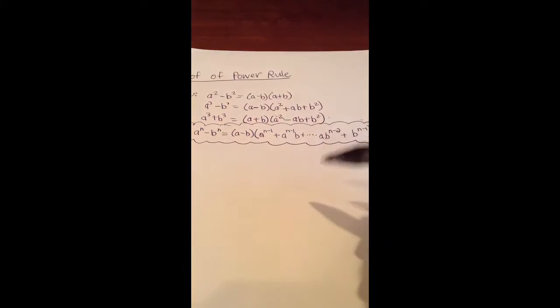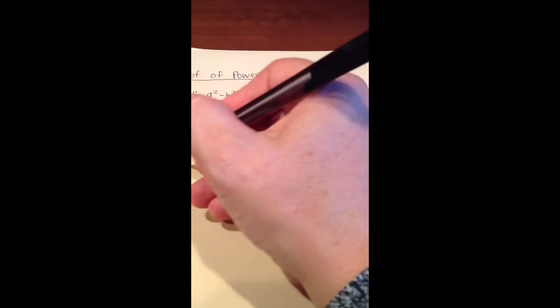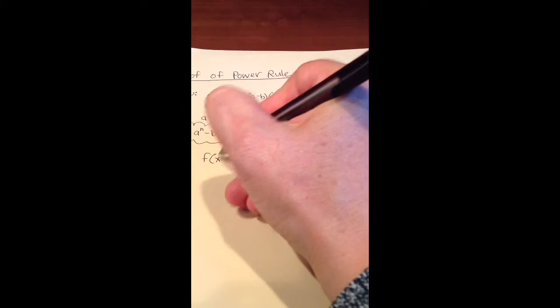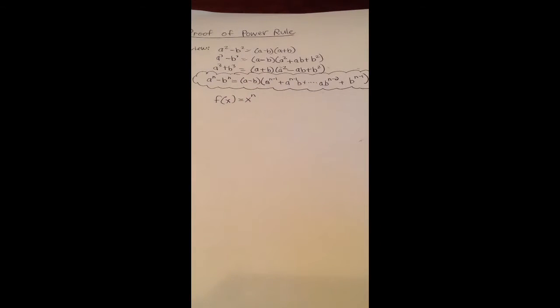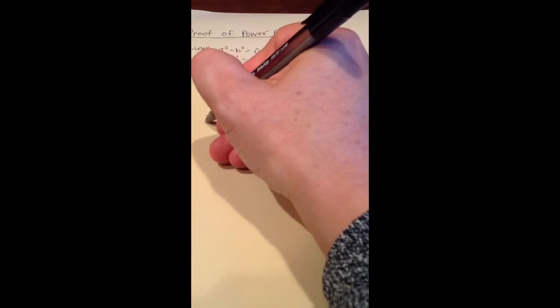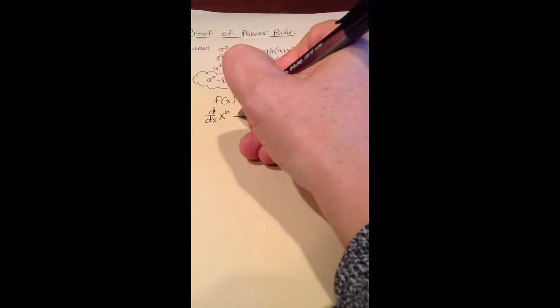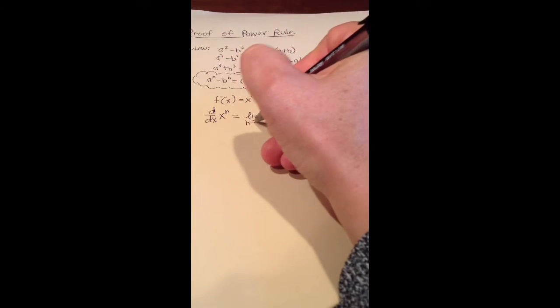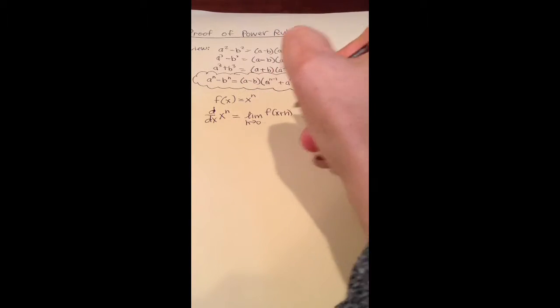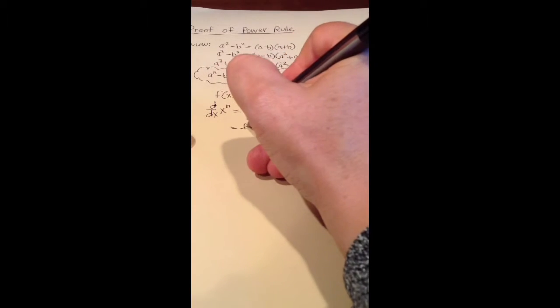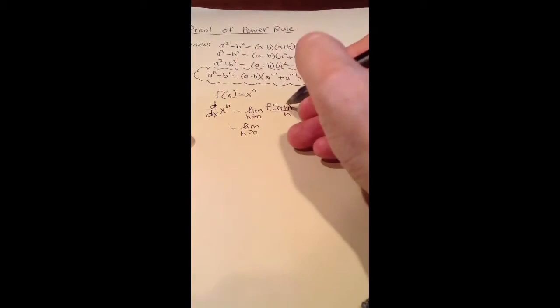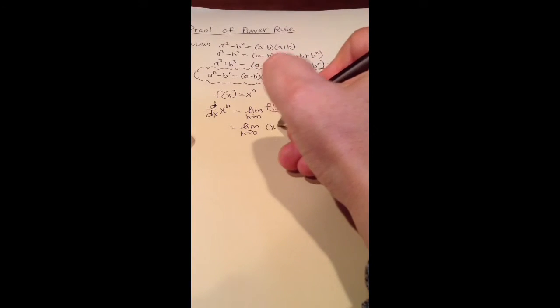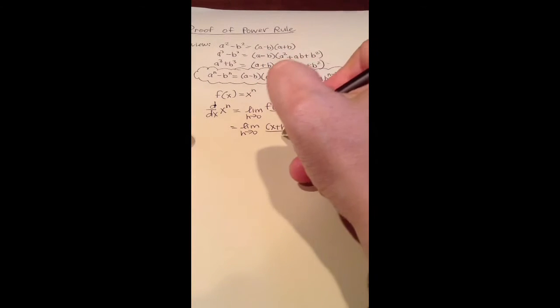Okay, so in our proof of the power rule, basically what we're starting with is the function f of x equals x to the n. And when I take this function, I'm trying to find the derivative of it. So I'm going to take the derivative of x to the n. Well, we all know that that's the limit as h approaches 0 of f of x plus h minus f at x over h. Okay, and then that's going to be the limit as h approaches 0. Okay, I'm going to plug x plus h in. So that's going to be x plus h to the n minus x to the n over h.